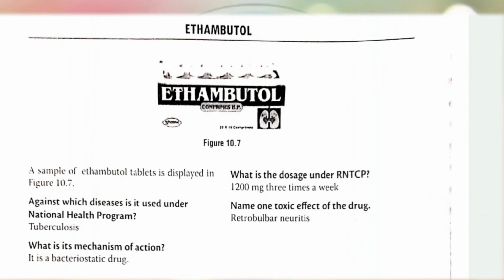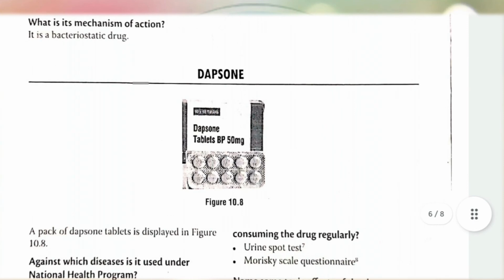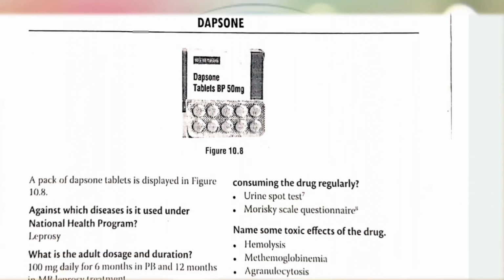Then coming to the ethambutol. Ethambutol is also used against TB. It is bacteriostatic. Dose is 1200 milligram 3 times a week. And one toxic effect is retrobulbar neuritis, or you can remember E stands for ethambutol. Just for remembering, I am saying an E for eye defect, so they are saying retrobulbar neuritis.